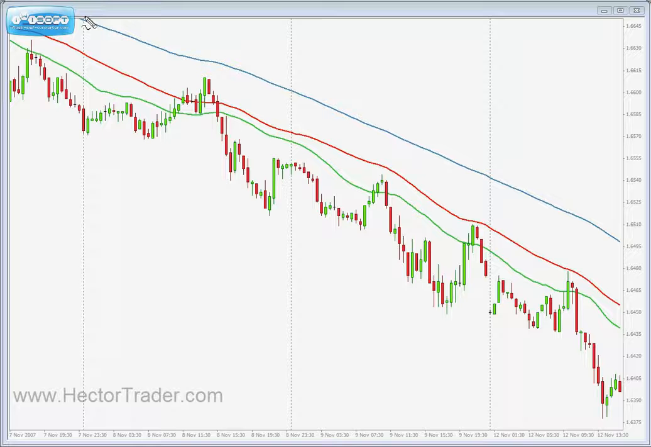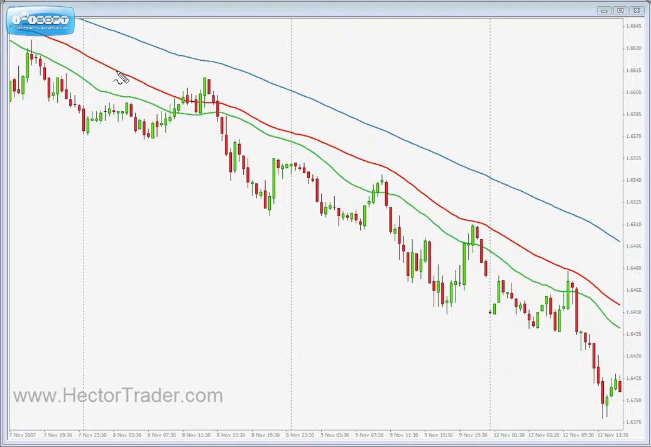This concept works no matter the time frame, no matter the currency pair. It's universal because it's based on trends, and trends happen both in the longer time frames and also in the intraday price action. It happens no matter the time frame, no matter the currency pair. So these concepts that I'm explaining in this video are universal.